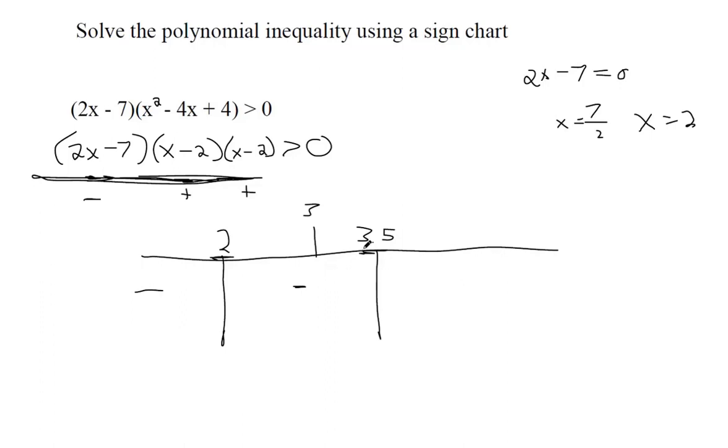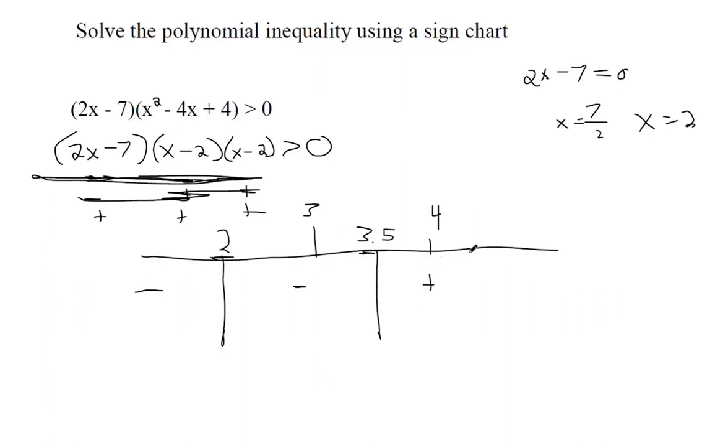And then the last one, let's try x equals 4. Trying to keep numbers as small as we can. That's something to the right of 3.5. So I plug in 4. 2 times 4 is 8. 8 minus 7 is 1. So that's positive. 4 minus 2, that's positive. That's positive. So the sign to the right of 3.5 is going to be positive. So there's our sign chart.